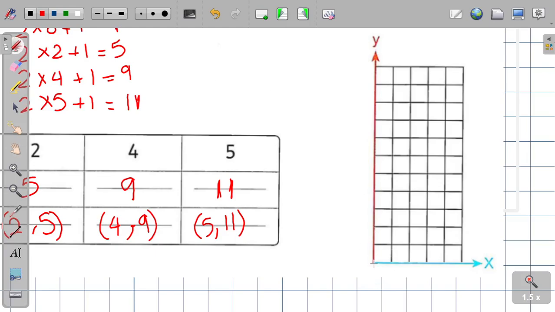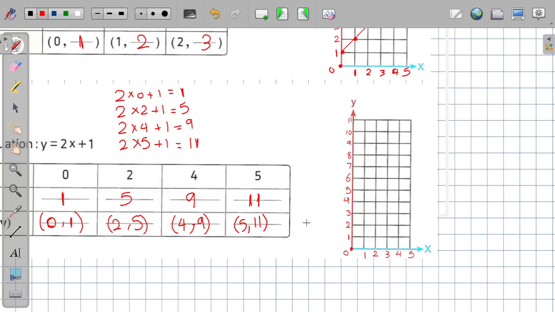So first, this is 0 for the origin point. I have 1, 2, 3, 4, and 5. Here I have 1, 2, 3, 4, 5, 6, 7, 8, 9, 10, and 11. Okay, so the first point was 0 and 1. So I will stop at 0 and go up to 1. So the first point is here.